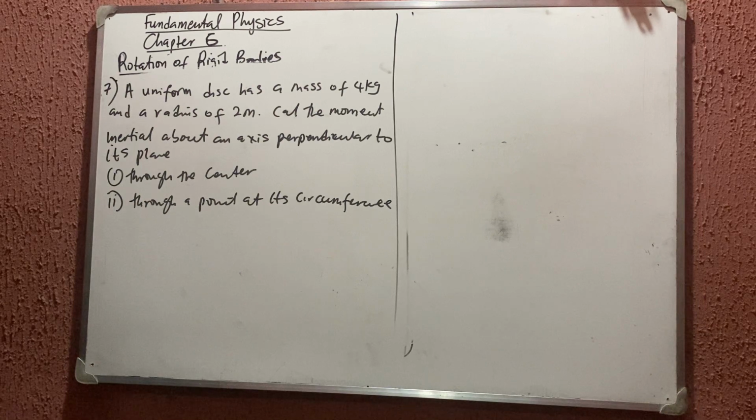First of all, we should know the formula for moment of inertia. But before that, we have to bring out our parameters. So the moment of inertia of an object about an axis is the measure of resistance to change in angular speed.